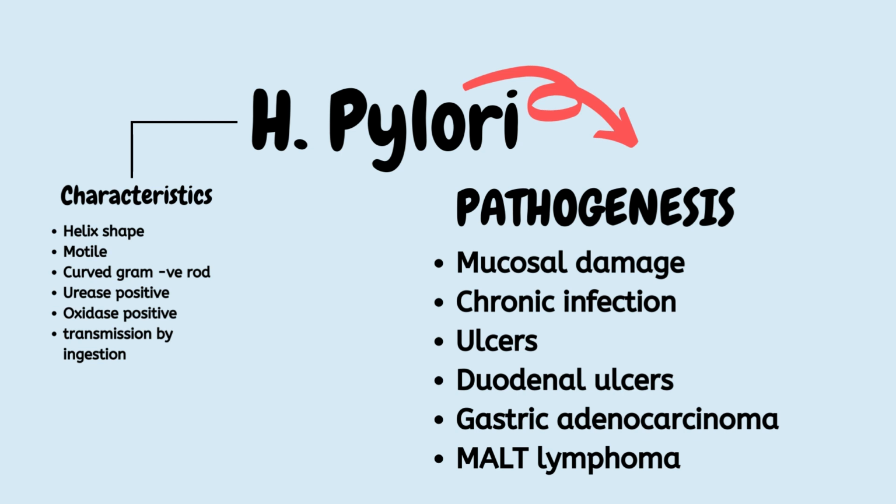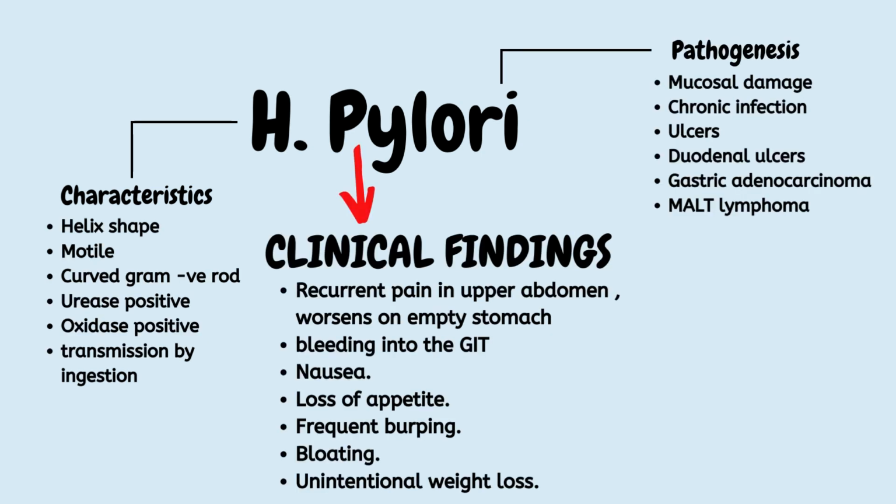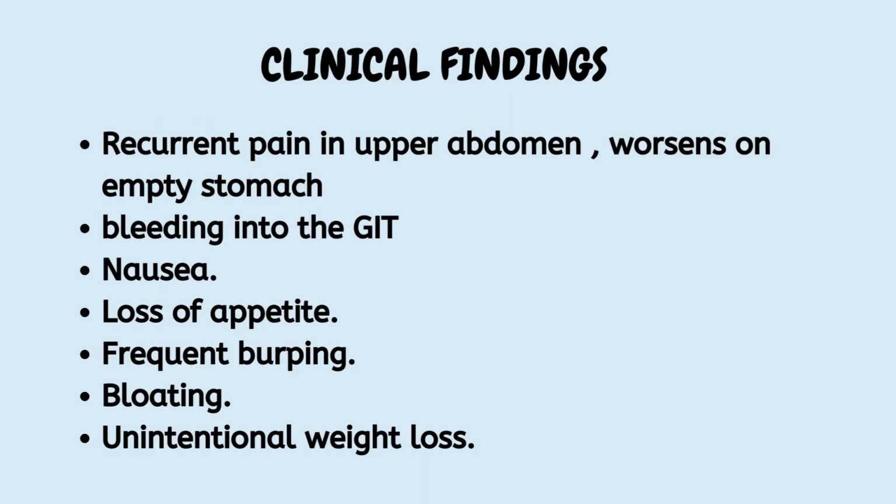It is also linked to mucosa-associated lymphoid tissue lymphoma in stomach or other areas which goes away after treatment. Now on to the clinicals. The patient experiences recurrent pain in upper abdomen which worsens on empty stomach, bleeding in GIT, nausea, loss of appetite, frequent burping, bloating, and unintentional weight loss.